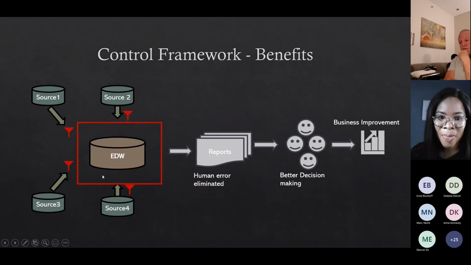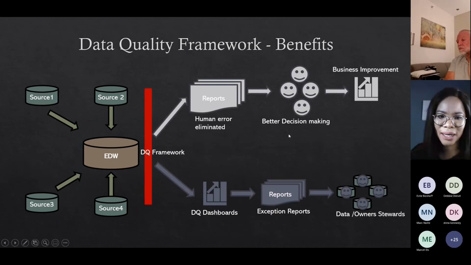And with the control framework in place, same story, because everything is centralized, no human error, and then better decision making and the improvement of the business as well. We start seeing those sales coming in and also start seeing people being serviced well. Okay, so this is DQ, right? And DQ is one of my favorites. I'll explain why.